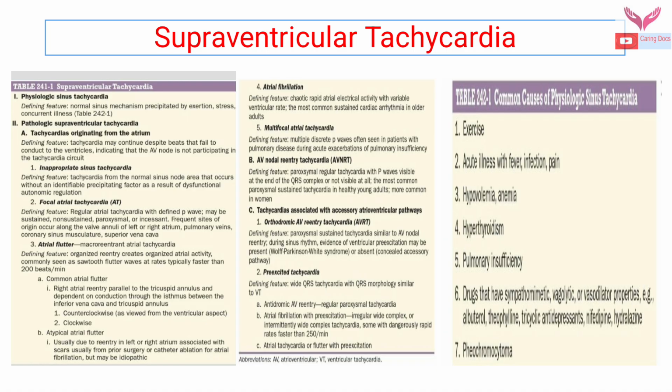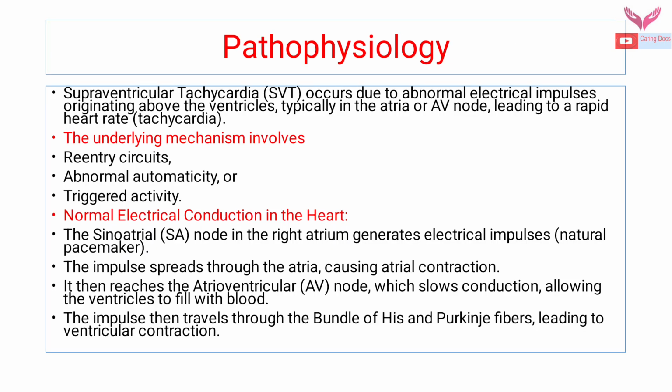This is another classification of supraventricular tachycardia, which is given in Harrison, and I have already discussed it in detail. Now the pathophysiology of supraventricular tachycardia. As we know, SVT occurs due to abnormal electrical impulses originating above the ventricle, typically in the atria or the AV node, leading to a rapid heart rate, that is tachycardia. The underlying mechanisms are re-entry circuits, abnormal automaticity, and triggered activity.